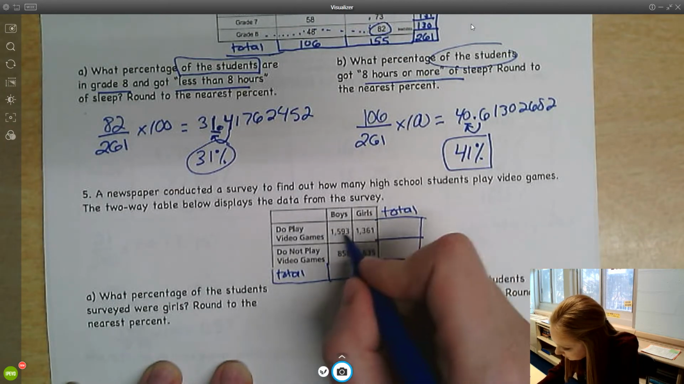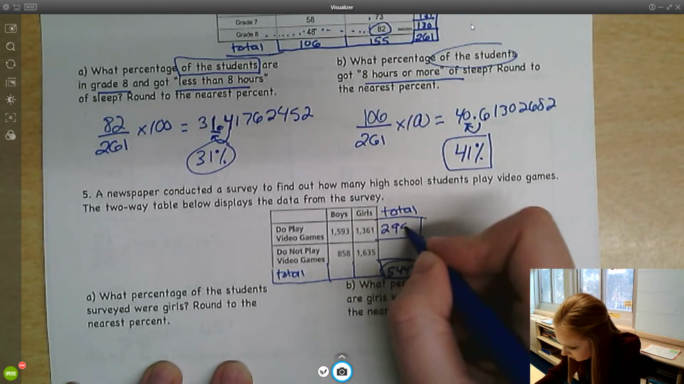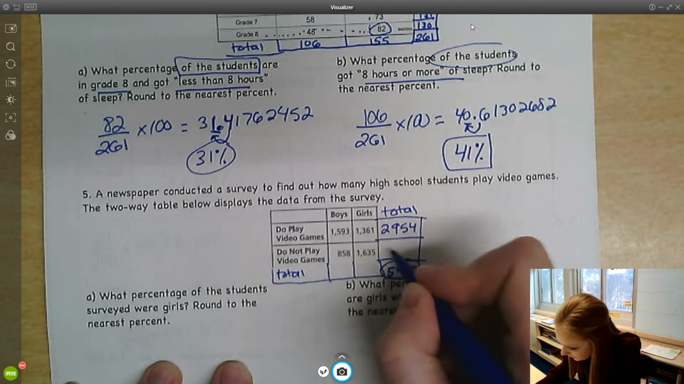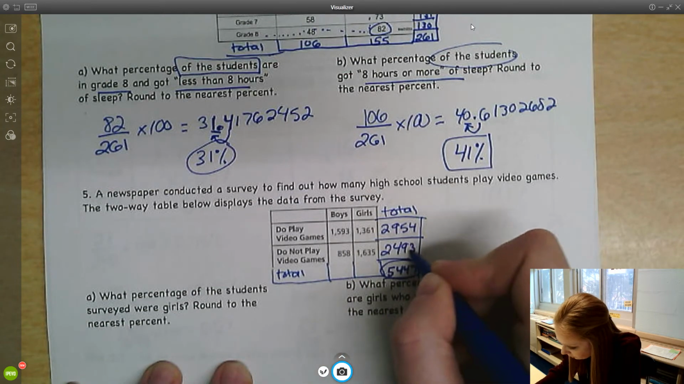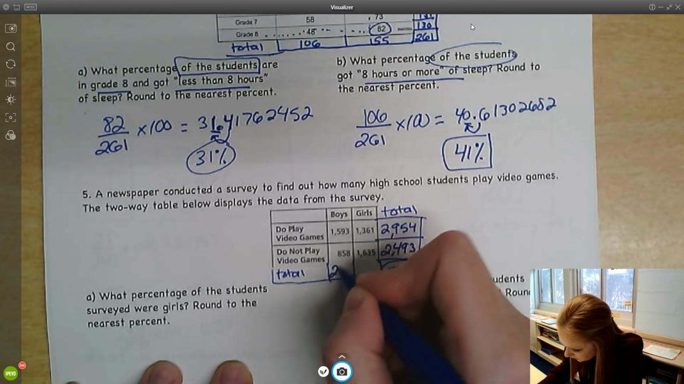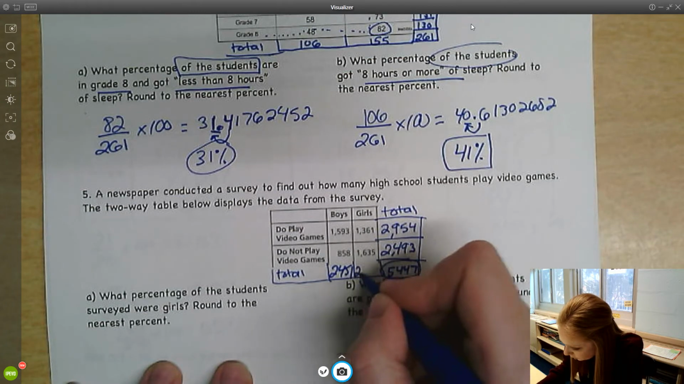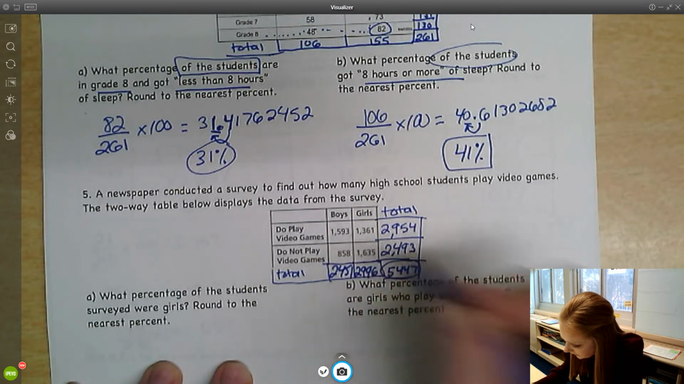How many total play video games? Add those 2 together. 2954. How many total don't play video games? 2493. Again, just adding them together. How many boys were surveyed? Add those together. 2451. How many girls were surveyed? Add those together. 2996.